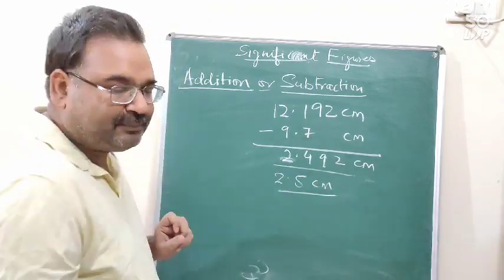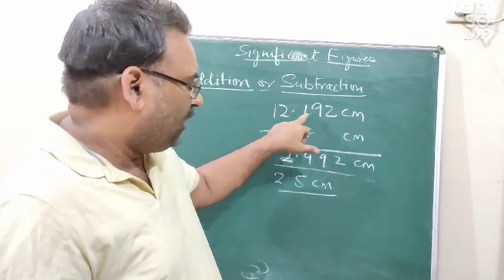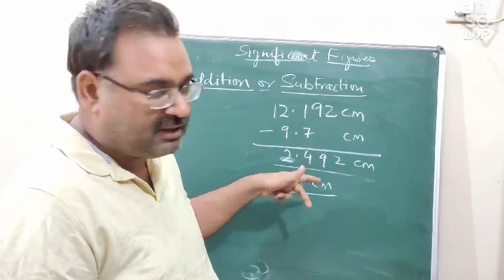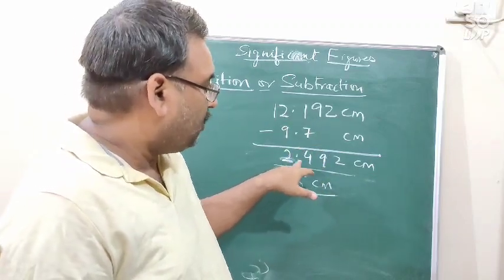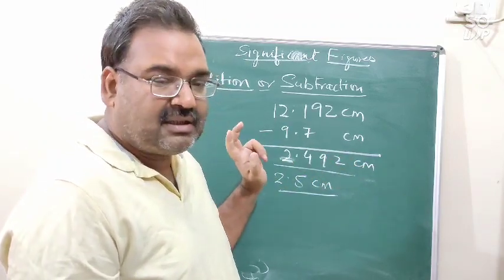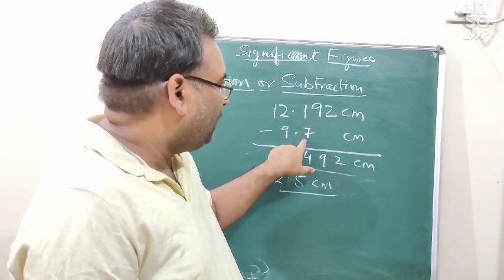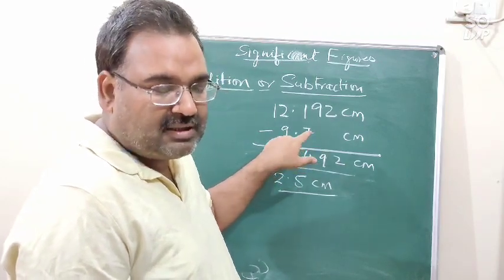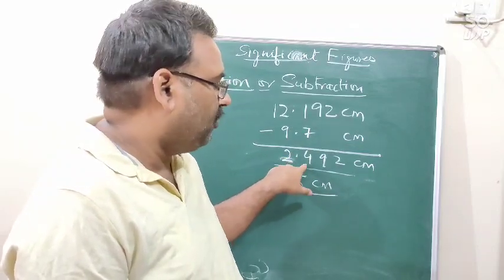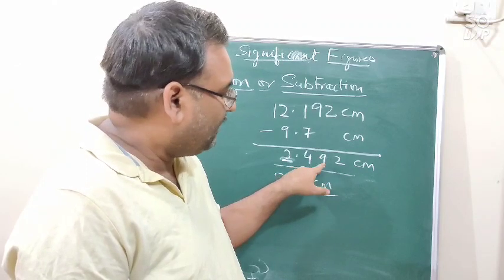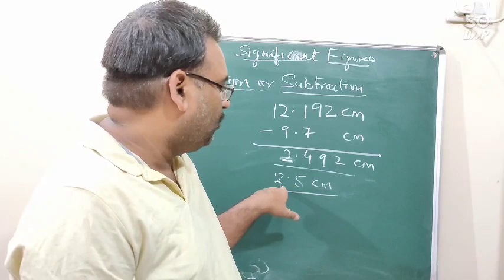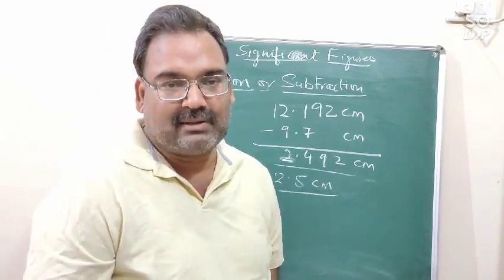I hope it's clear. We have taken 12.192, which has got 5 significant figures. We have subtracted 9.7, which has got only 2 significant figures. The answer comes out with 4 significant digits. So we have to take the least accurate. Here it has got one place up to decimal. So the answer will be only one place up to decimal, which is 2.4. But we have to round it off because the next digit is 9, greater than 5. So we will add 1 to it. So we get 2.5 centimeter as the answer.